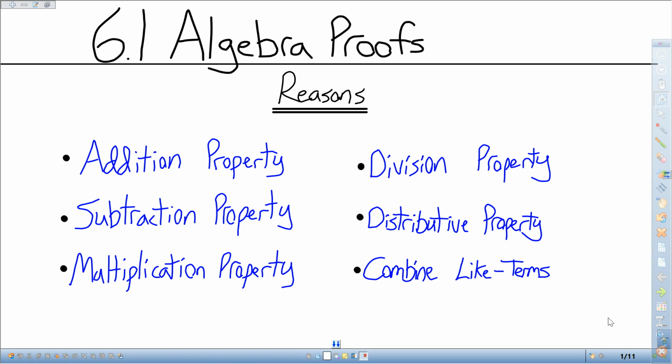All right. A big part of proofs is giving reasons for every step you take along the proof. And for our reasons today, while we do our algebra, here they are listed. We have the addition property, subtraction property, multiplication property, division property, distributive property, and combining like terms. All right, I'm going to have you guys copy this on a separate piece of paper. Okay, so go ahead and pause the video and take a second to get these, and then we'll get into actually doing the proofs.